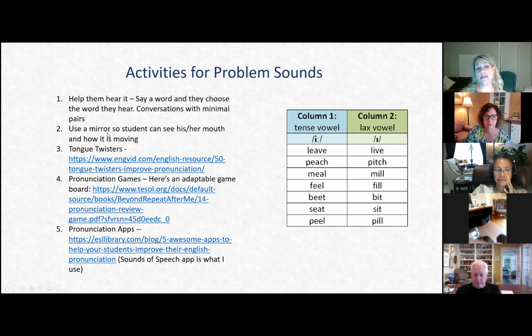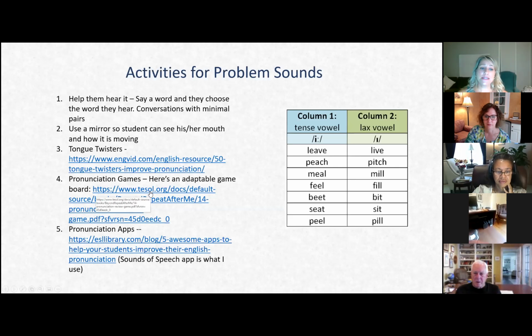I also, as I said, make them use mirrors, whether or not they like it. They need to see what their mouths are doing. It's really important that they do that. Tongue twisters are also really important, and they're kind of fun, especially for those TH sounds. The TH sounds are fun with tongue twisters. The SH sound, shh, is really fun with tongue twisters as well.